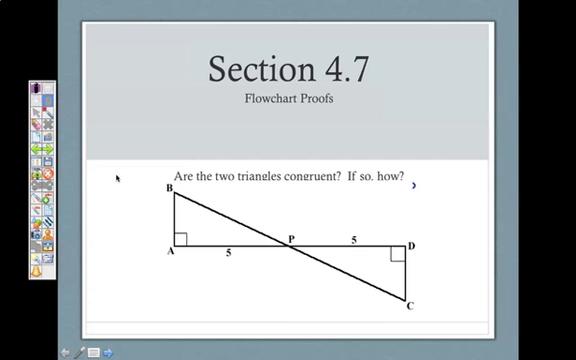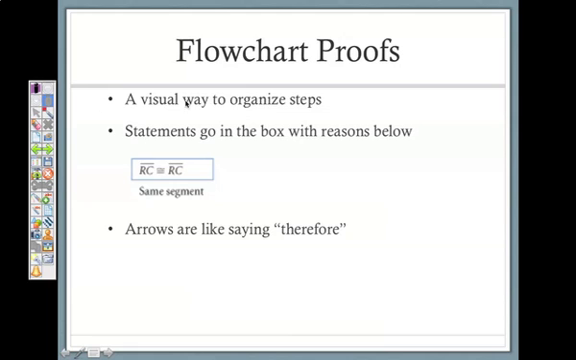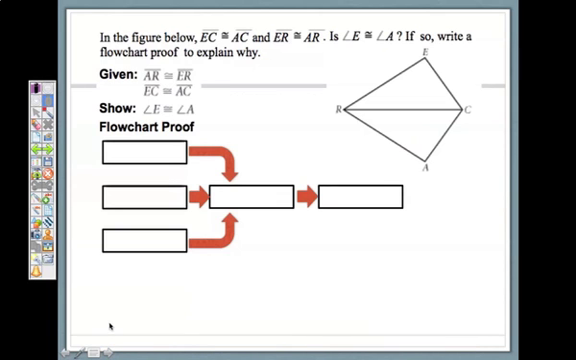Okay, so now we're going to take a look at flowchart proofs. A flowchart proof is a visual way to organize the steps of your proof. Statements go in the box with the reason for each statement below. Arrows are like saying therefore. So let's try a proof.